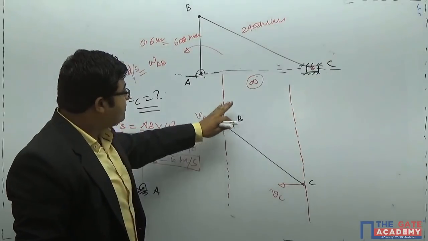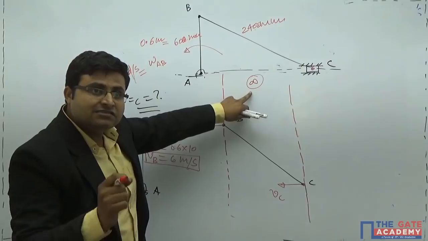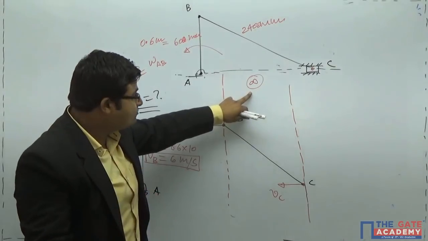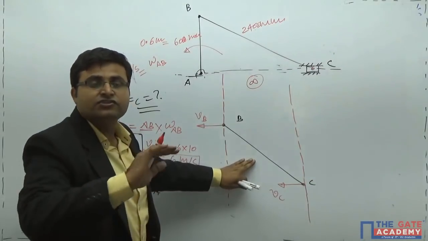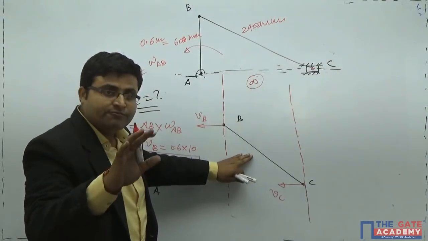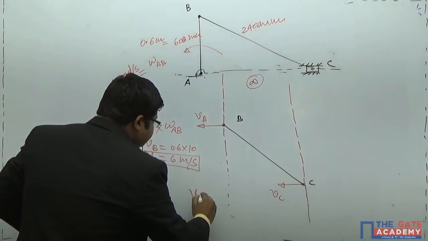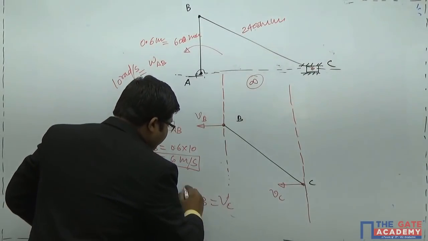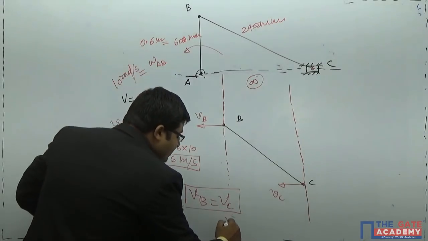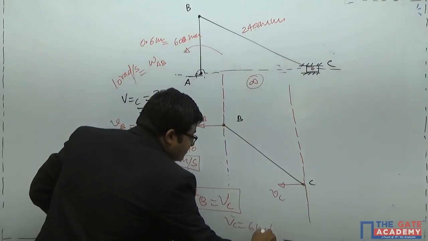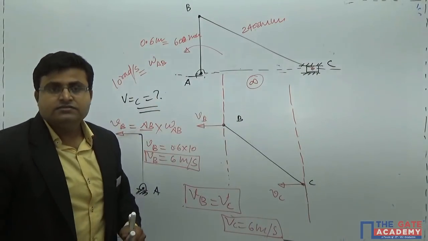So what will happen in this particular case? If the center of rotation is situated at infinity, we can assume that this particular link is in pure translation. There is no rotation involved. So in case of pure translation, you have already seen that velocity of point B will be equal to velocity of point C. So that is already known to you, 6 meter per second. So this is our answer. Velocity of point C is nothing but 6 meter per second.